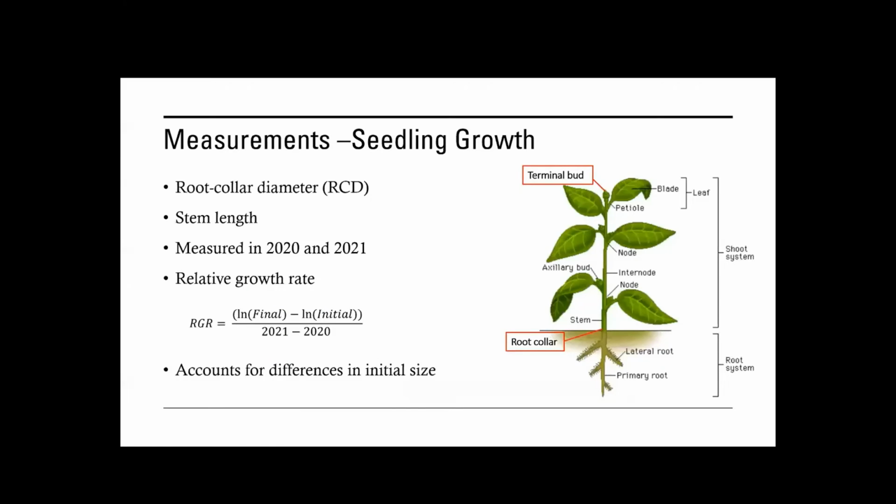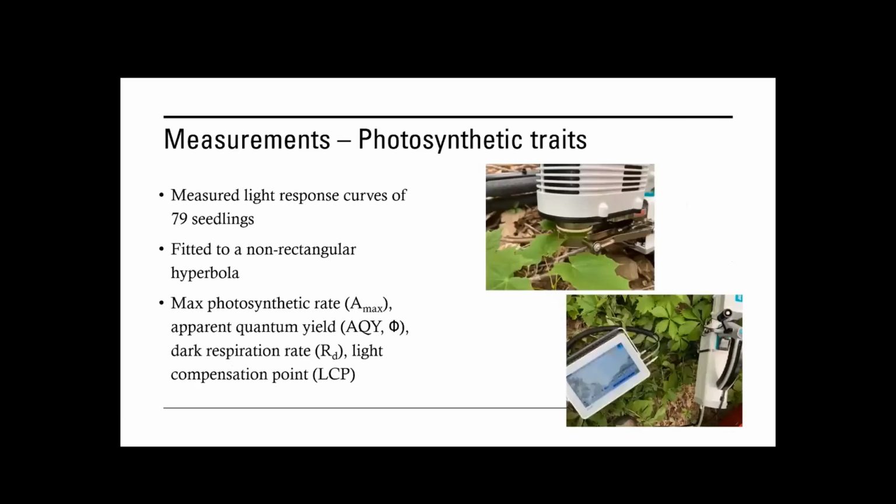We quantified seedling growth by measuring the root collar diameter and stem length from the base of the stem to the tip of the terminal bud, taking these measurements in summer 2020 and 2021. We calculated the relative growth rate of both metrics in order to account for variation in the initial sizes of these seedlings. We used LI-COR gas exchange systems to measure light response curves from a subset of our seedlings and fit these to a non-rectangular hyperbola.